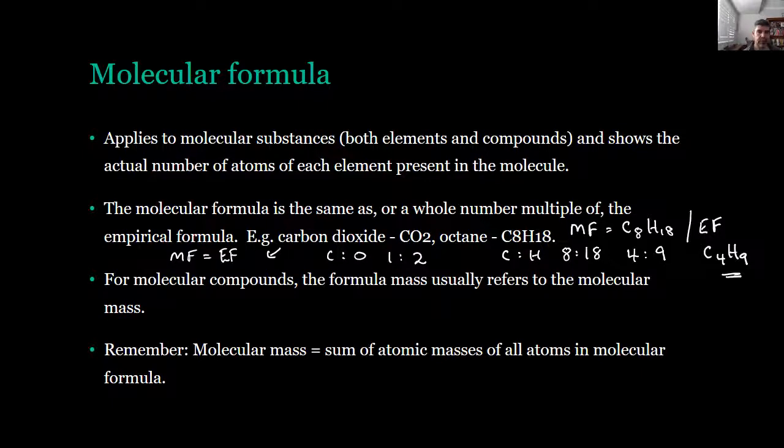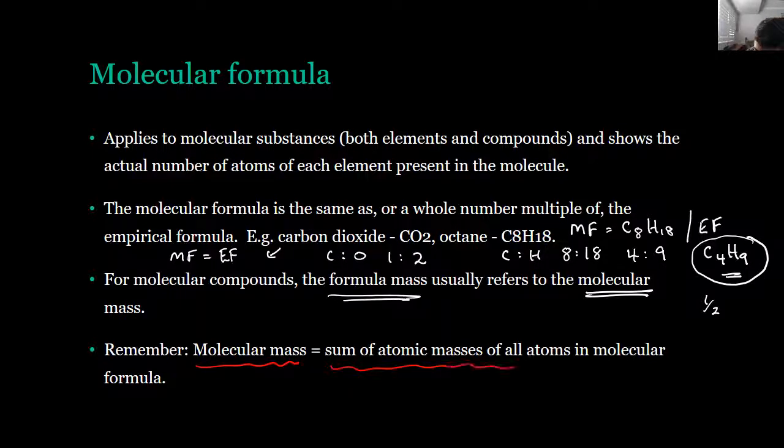When we look at molecular compounds, the formula mass of these refers to the molecular formula mass, not the empirical. For example, if we were to look at octane again, if we calculated the formula mass of the empirical formula, we would actually only have half the value that we should arrive at. So when you're calculating substances, you do need to use the molecular formula when you're calculating the mass. And once again, as we said previously, the molecular mass is just going to be the sum of the atomic masses of all atoms in the molecular formula.